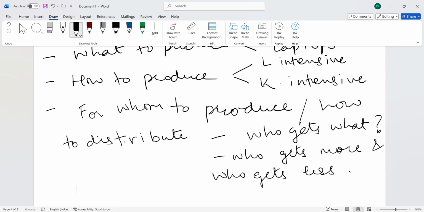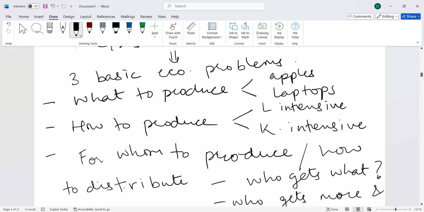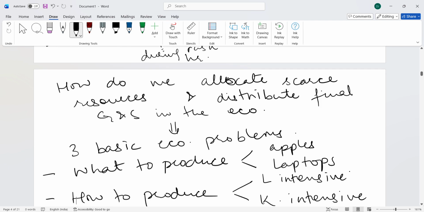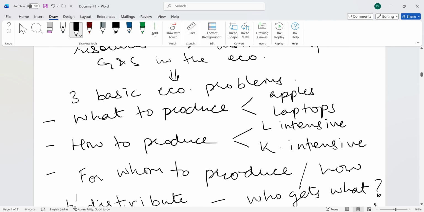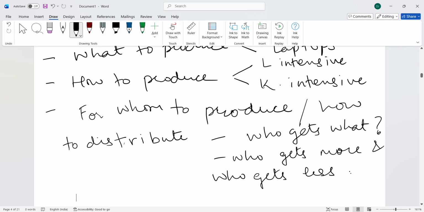So these are the three basic economic problems that we have to solve in economics. These economic problems arise because we have to allocate our scarce resources, because of the problem of scarcity, and then distribute them among our final goods and services. Since the resources are scarce, we have to make economic choices and trade-offs, and that is why we have these three basic economic problems: what to produce, how to produce, and for whom to produce, or how the distribution should be done.